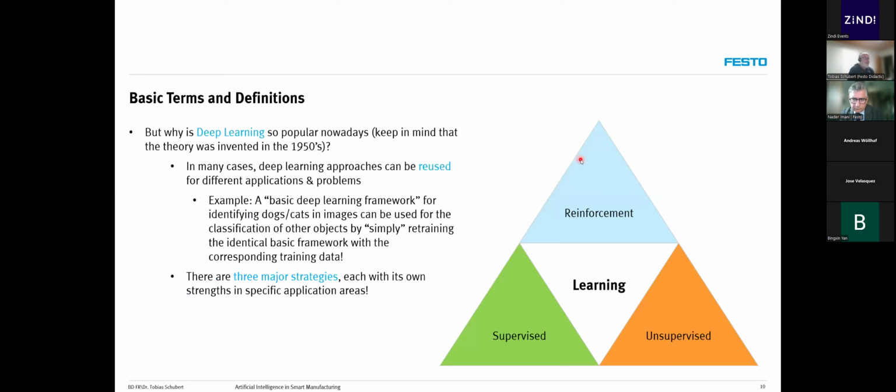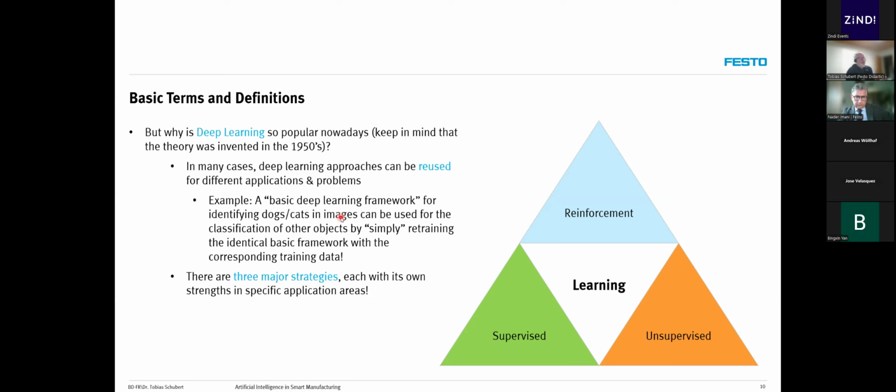And in many cases, there's another real benefit that should be pointed out, at least from my point of view. You can reuse your basic structure. So if you, for example, have a framework for identifying dogs and cats, you can use the same framework to distinguish between cars and planes or whatever. Just take new data, train it again, and you have a completely new application scenario.